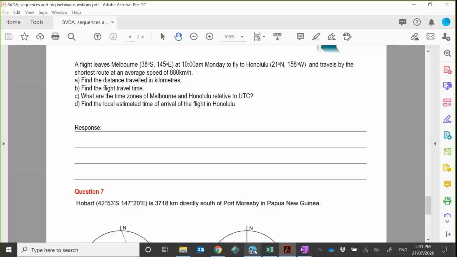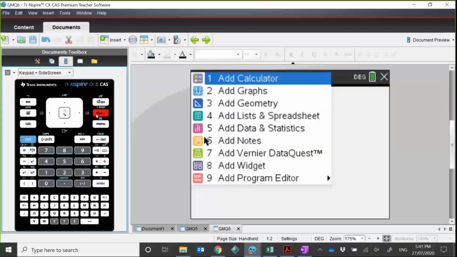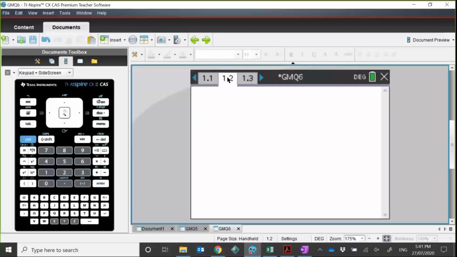All right, find the flight travel time. Now, flight travel time, we know time is equal to the distance divided by our speed. So if I open up a new page, add a page, calculator, we had 8,854 kilometres, and the speed of the plane was 880. So distance divided by speed will give us time. Control Enter. Now that's given us a decimal time.